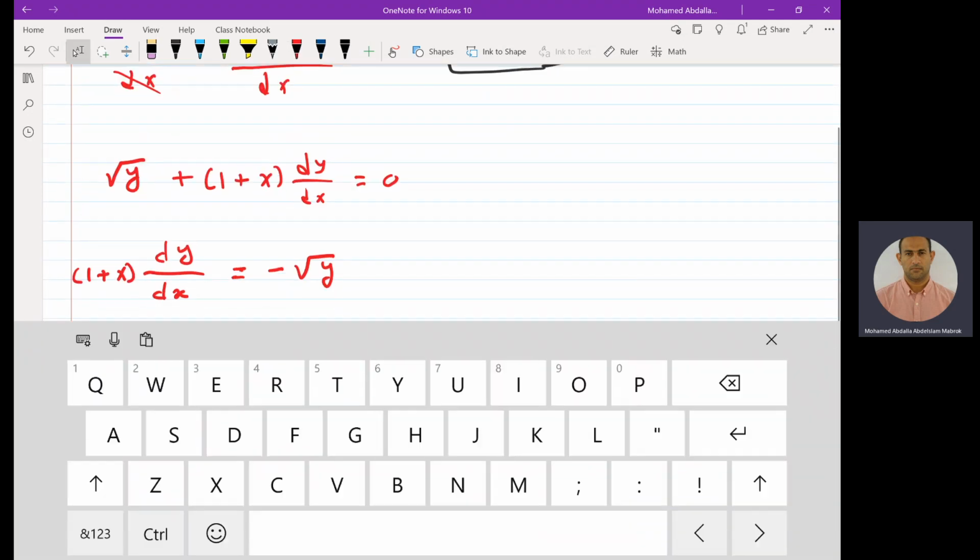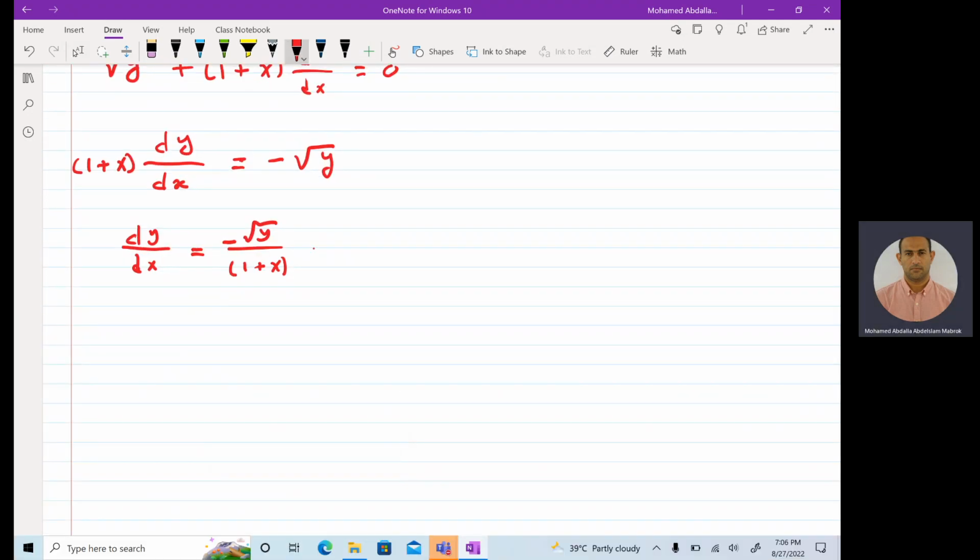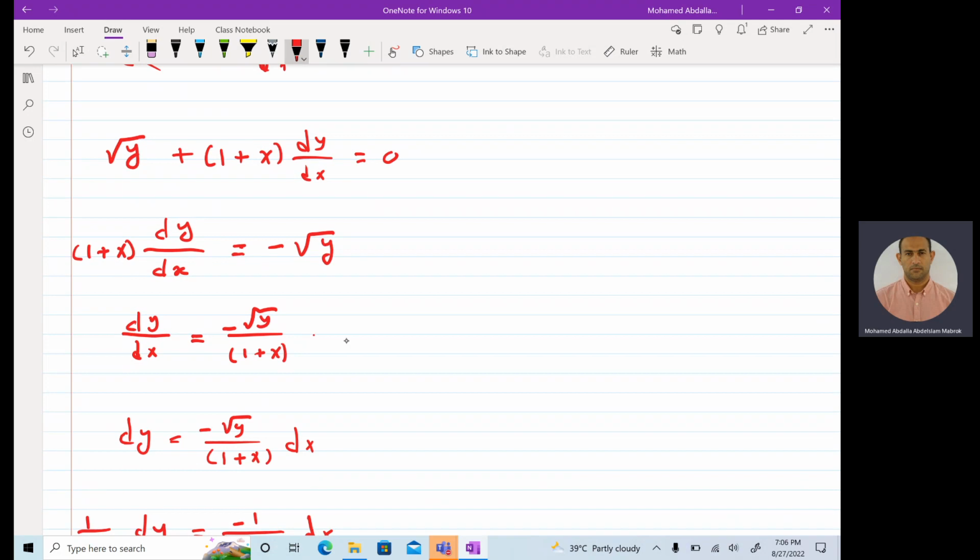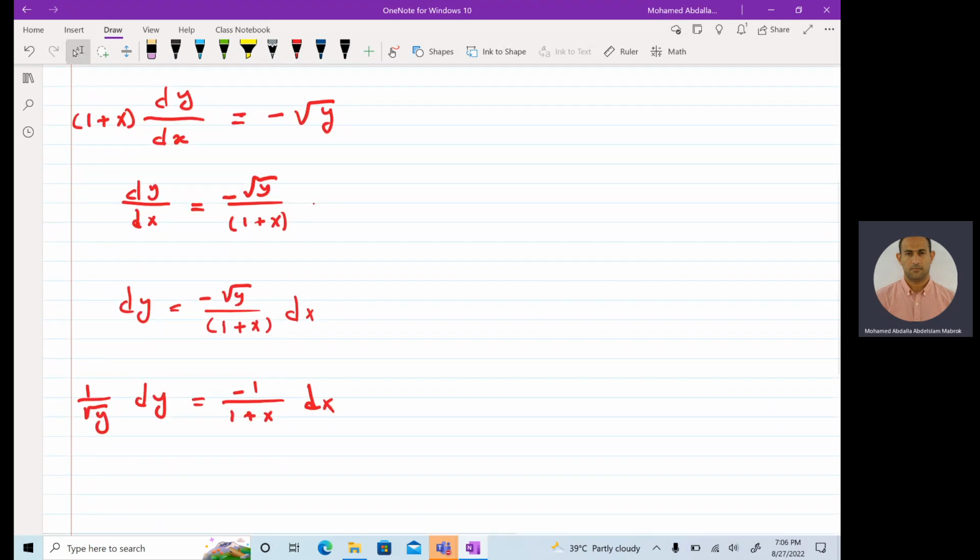Now we can separate them and get the dx on this side again. So it will be dy equals minus square root of y over 1 plus x times dx. I can divide by square root of y, so 1 over square root of y dy equals minus 1 over 1 plus x dx. So now it seems to be a separable differential equation. Actually, it was clear from any of these steps that it's separable. Then we can go ahead and integrate both sides.